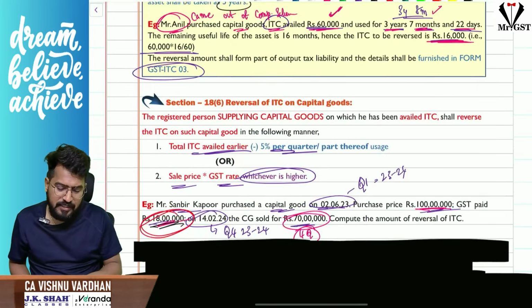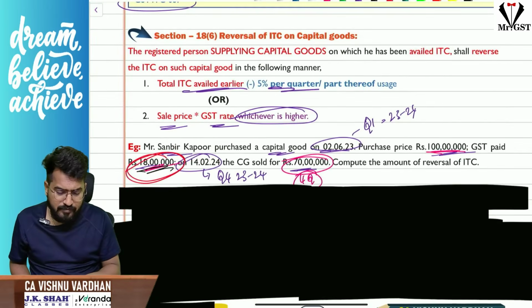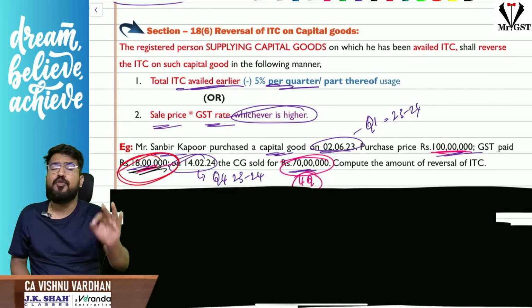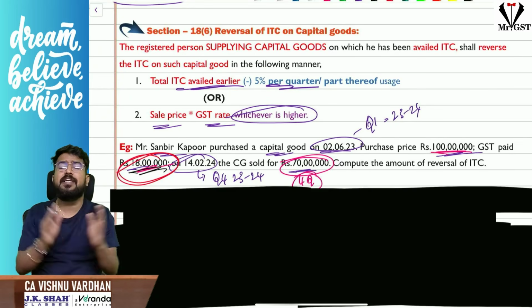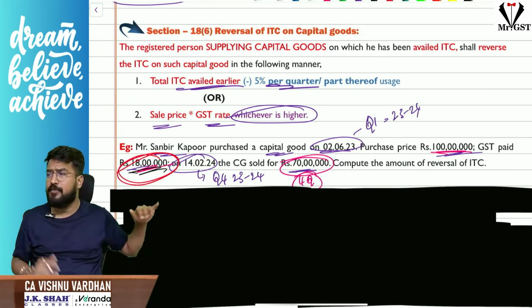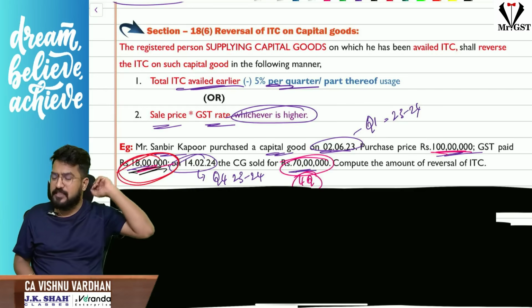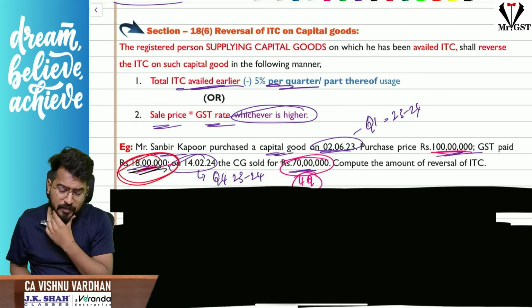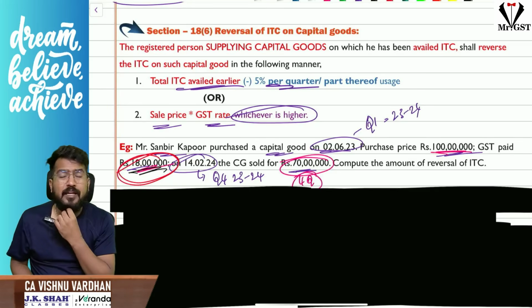Now let us go with 18 subsection 6. What is 18 subsection 6? 18 subsection 6 is nothing but, if you have availed ITC on any capital goods, and that capital goods is being sold, that capital goods is being supplied, in such cases, what will be the reversal of ITC?